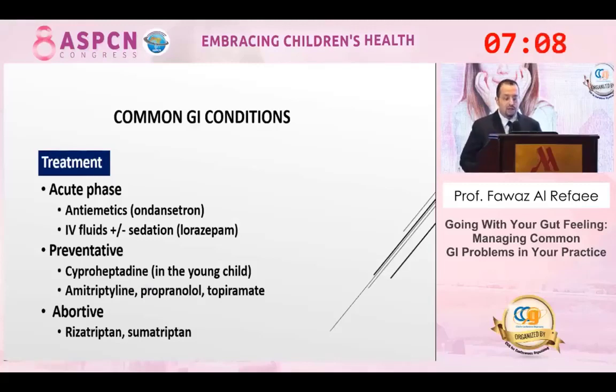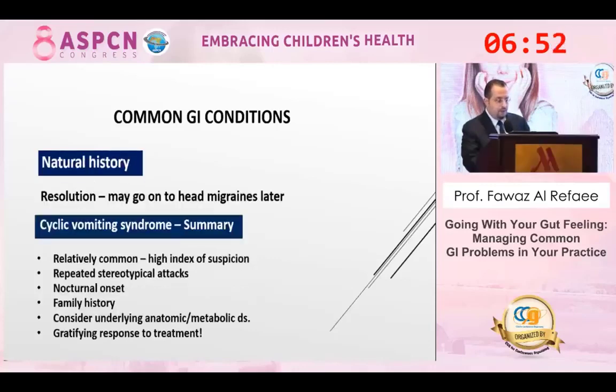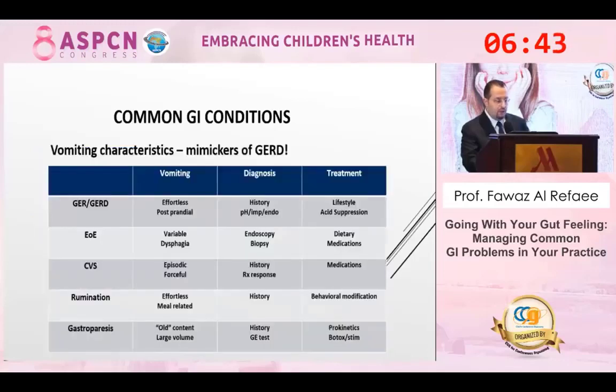Abortive treatment, you can give sumatriptan and rizatriptan as well in order to ease the nausea and vomiting. There are many case reports in cases of severe cyclic vomiting syndrome of giving IV dexamethasone. I think we cover all these points regarding the red flags or important points to label a child as cyclic vomiting syndrome. So this is a small table I just put for you to differentiate different causes of vomiting, starting from common things like gastroesophageal reflux disease.